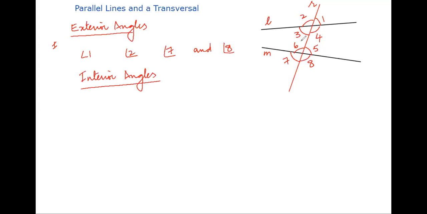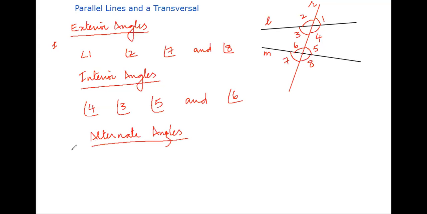What are the interior angles? All the angles like angle 4, angle 3, angle 5, and angle 6. These are interior angles. Now, what are alternate angles, or you can say interior alternate angles? Can you tell me, students, what are the pair of interior alternate angles?